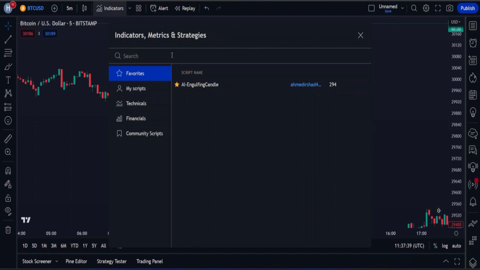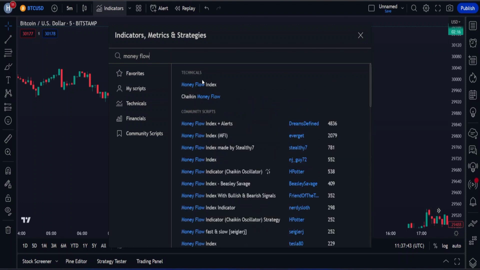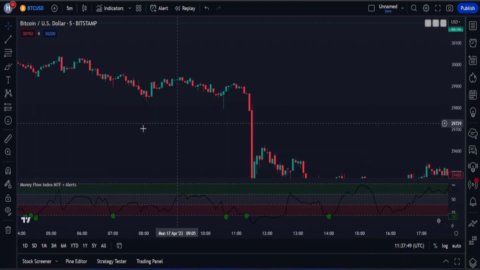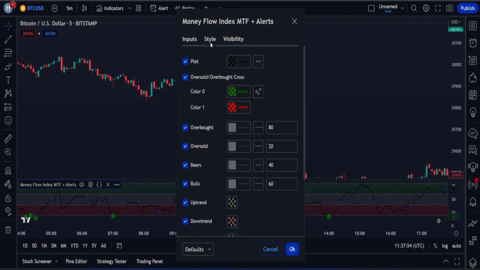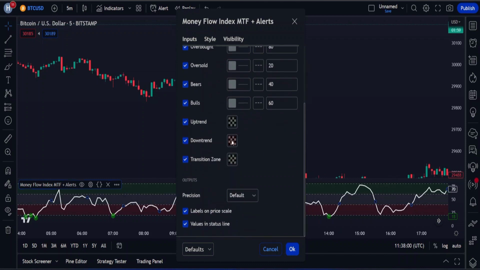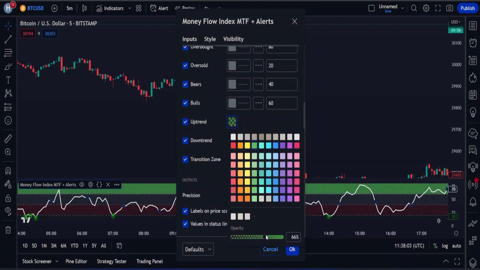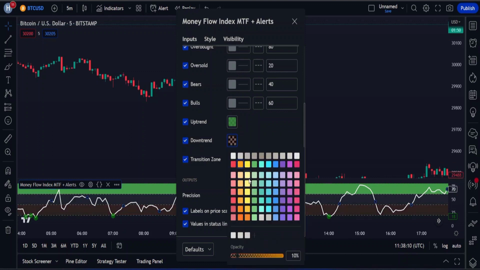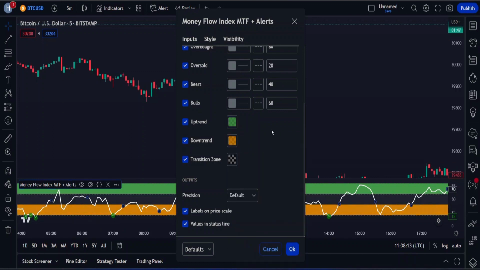So we'll open the indicators menu and search for the first indicator, which is the money flow index. After this, add this one created by Dreams Defined. The money flow index indicator is a technical analysis indicator that measures the flow of money into and out of a financial instrument, such as stocks, forex, or commodities over a specified period. It is an oscillator that ranges between 0 and 100, providing insights into the strength of buying and selling pressure.